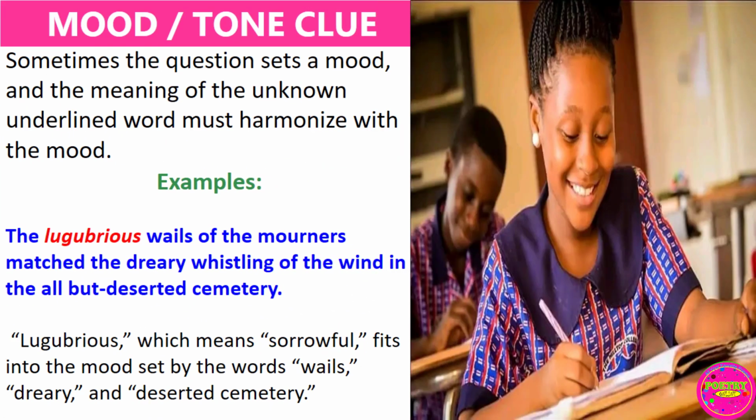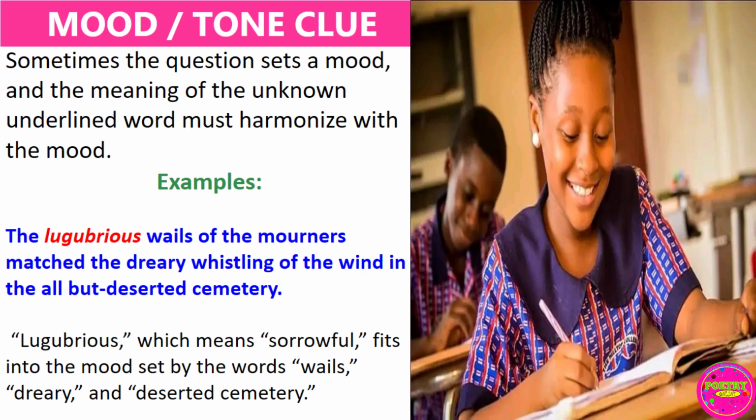Next is the mood or tone clue. Sometimes, the question sets a mood, and the meaning of the unknown underlined word must harmonize with the mood. Let's consider this example. The lugubrious wails of the mourners match the dreary whistling of the wind in the all but deserted cemetery. What is the meaning of the word lugubrious?